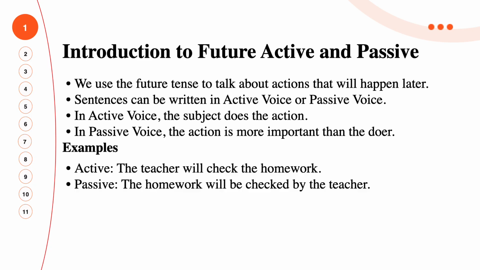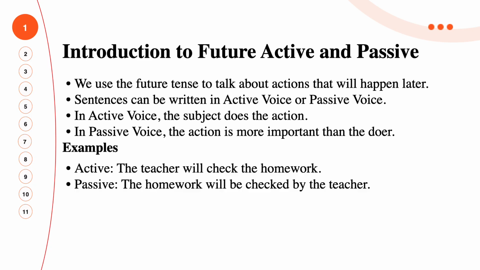So, we use future tense to talk about the actions that will happen later, not now but later in the future. The future sentences can be written in active voice or passive voice. The subject does the action in active voice and the action is more important than the subject in the passive voice.